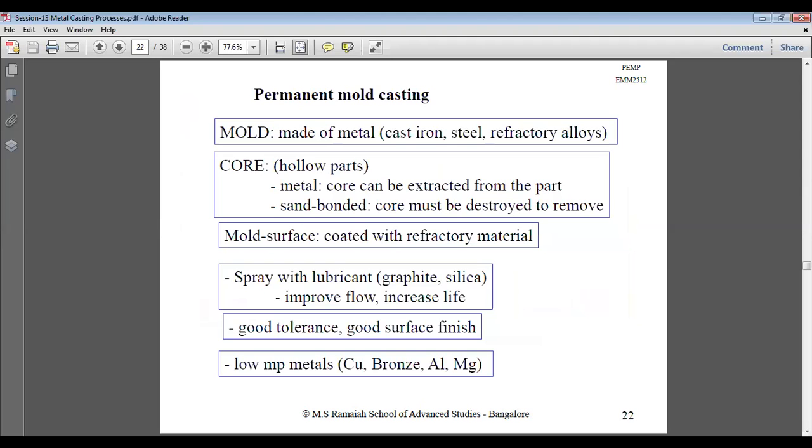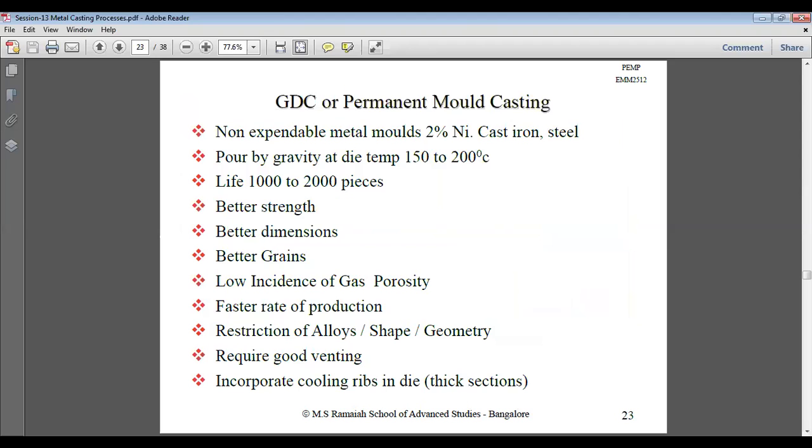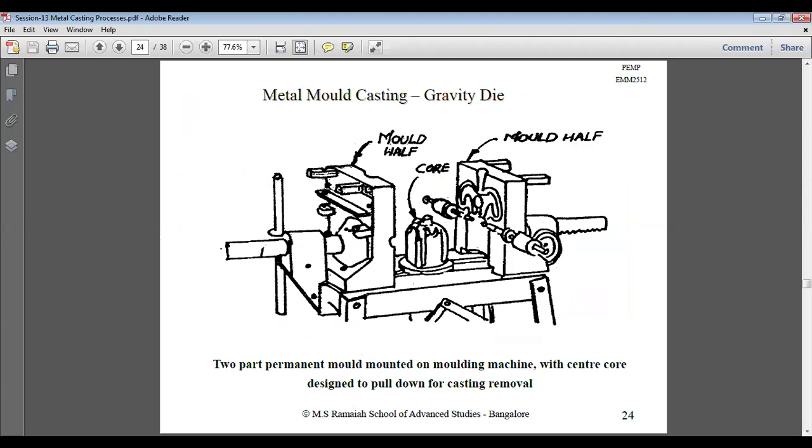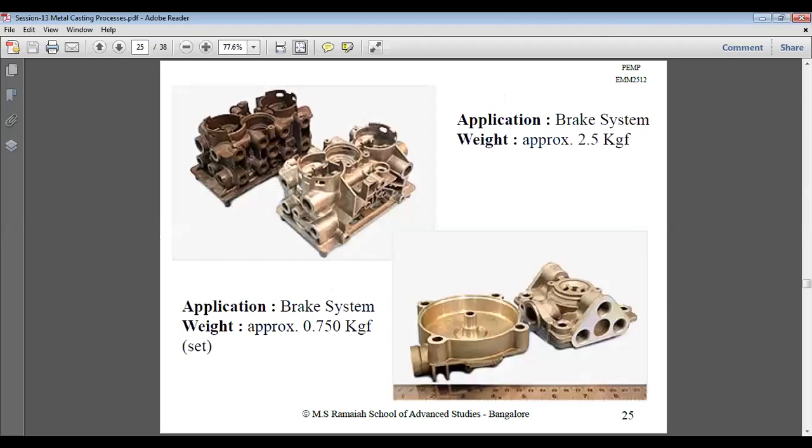Then we have permanent mold casting. Then we have the basic structure, how this permanent mold casting is done. Then we have permanent mold casting features, then metal mold casting, gravity die casting, applications, brake system, approximately 2.5 kg, then application brake system 750 grams, that is 0.75 kg.